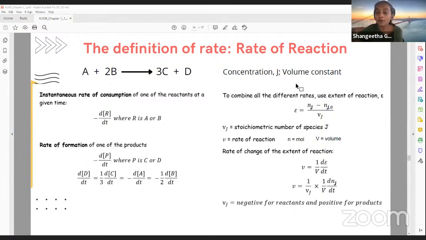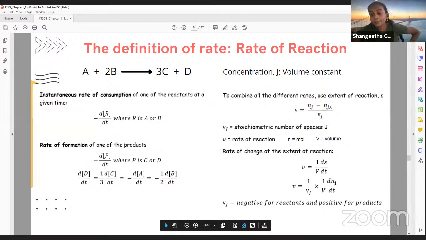If you want to combine all the different rates, you can use the extent of reaction, epsilon. Basically, epsilon is the change in the number of moles over the stoichiometry. Now, J refers to the species. It can be either the reactant or the product species. Please change in your notes: the J here and the J here are small letters, so change them to big letter J. All the J is big letter, down here as well.